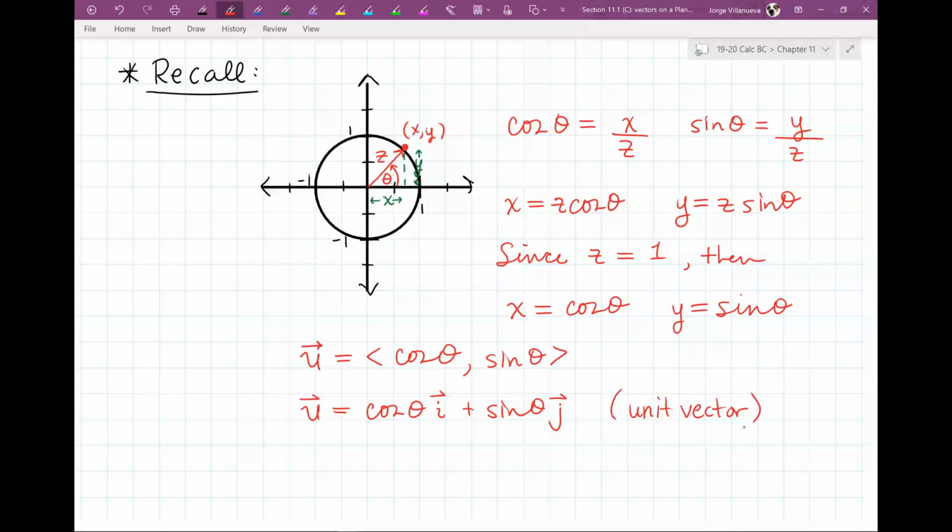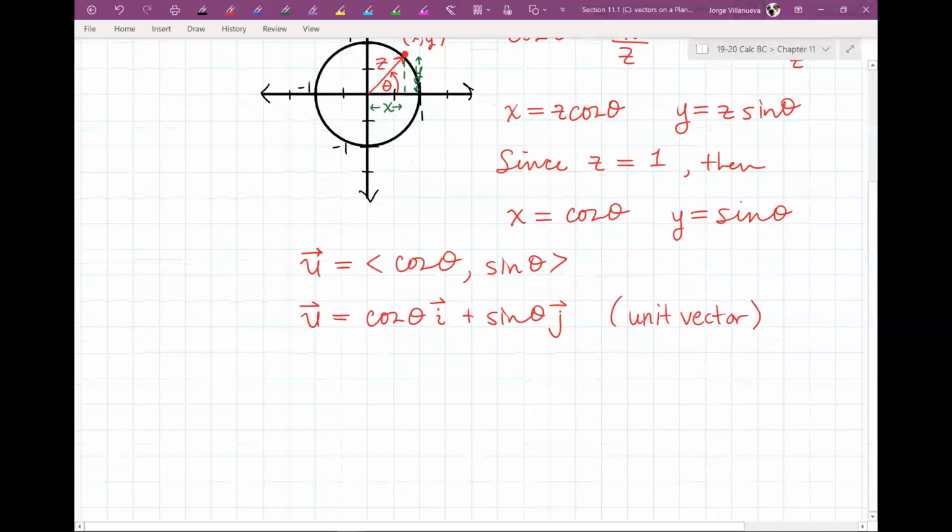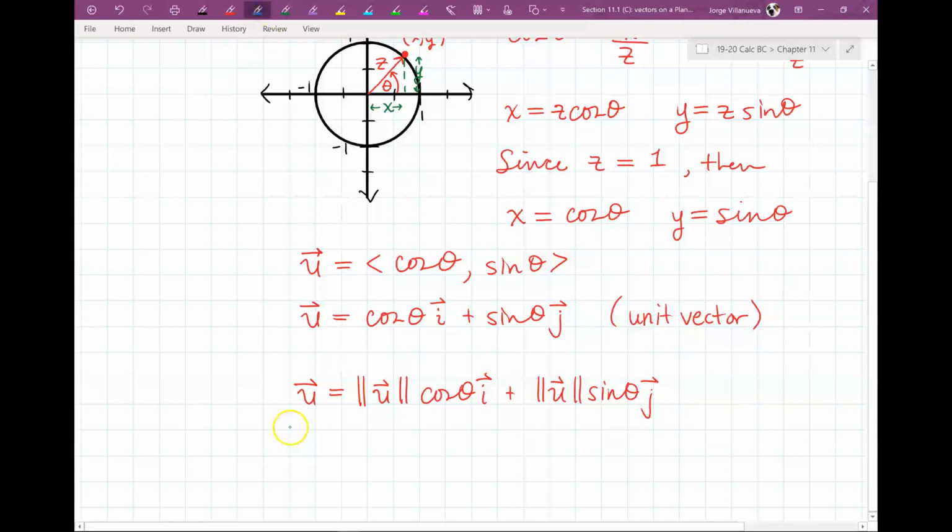But what if I wanted to find any kind of vector, not just a unit vector, but a vector with whatever type of magnitude? So what we do is we leave out the unit vector idea, and we rewrite it like this. It's the magnitude of u cosine theta i plus the magnitude of u sine of theta j. Now this is called the resultant vector.